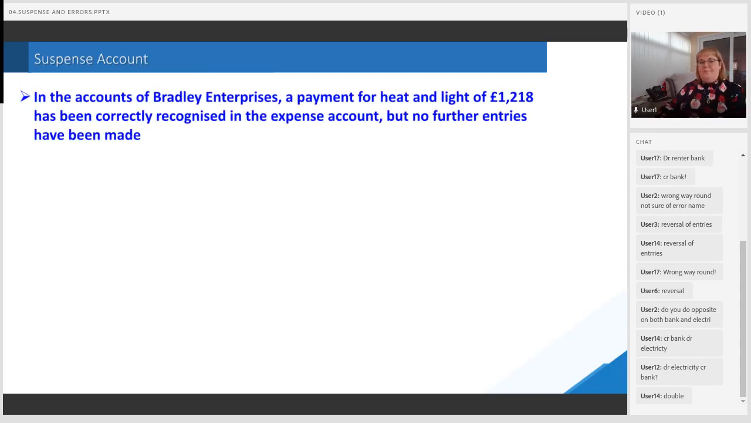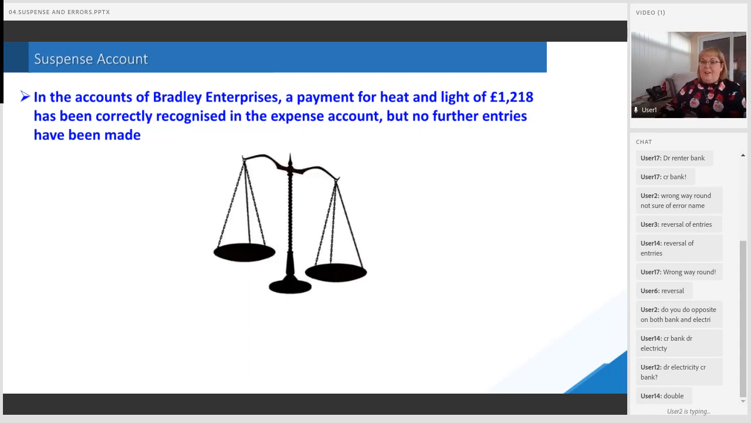So let's have a look at Bradley Enterprises. Bradley Enterprises is a company, and they've made a payment for heat and light of 1218. It's been correctly recognised in the expense account, so in the heat and light account, but no further entries were made. So I've got my debit, but I don't have an opposite entry. So instantly I have a problem. My double entry's broken down. I've got wonky scales. If you remember on Monday, I talked about the fact that for me, I always visualise double entry as having those perfectly aligned scales. The debits and credits, they've got to work. And in this example, they don't, guys.